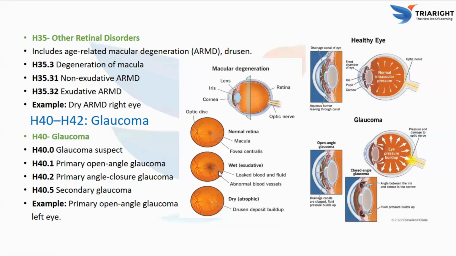How does glaucoma cause blindness? Optic nerve fibers die due to pressure. Peripheral vision is lost first and the central vision lasts longest, and this leads to permanent damage which cannot be reversed. What is the treatment of glaucoma? Eye drops to reduce the pressure, laser therapy, and also surgery to improve the drainage. Glaucoma requires lifelong management. So this is about the glaucoma code classification.